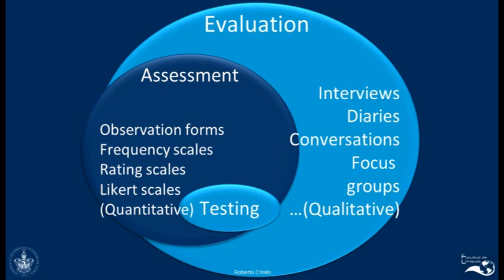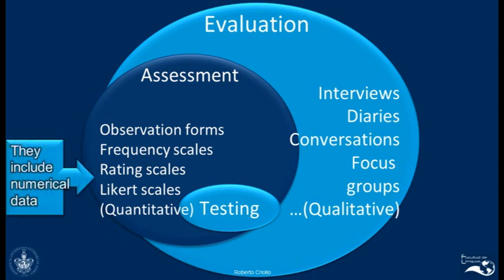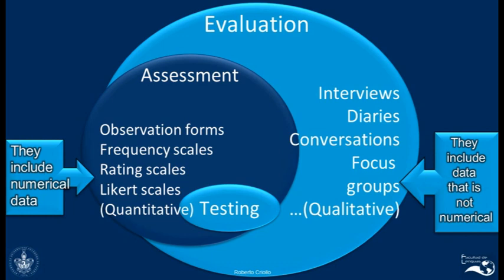Evaluation is more general. We want to make decisions. In order to make decisions, we need to measure something, and to measure something, we're going to use different instruments. Some of them will be qualitative, such as interviews, diaries, conversations, and so on, and others will be quantitative. And we can see that testing is a very special kind of assessment instrument because it helps you to measure somebody's performance or ability in a certain characteristic. So qualitative includes non-numerical data, and quantitative includes numbers.